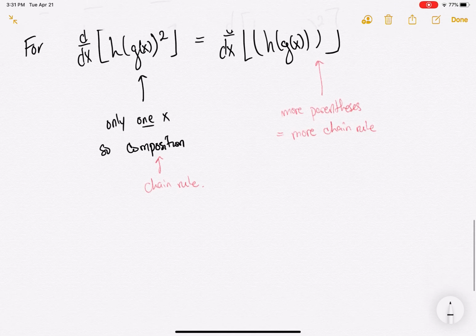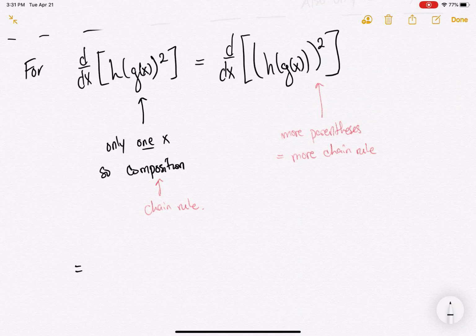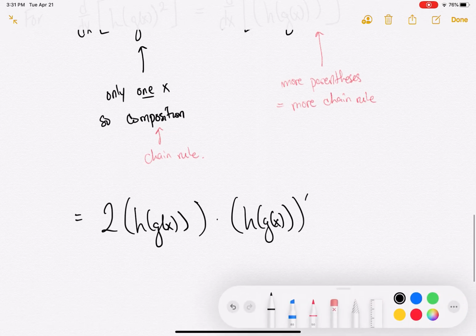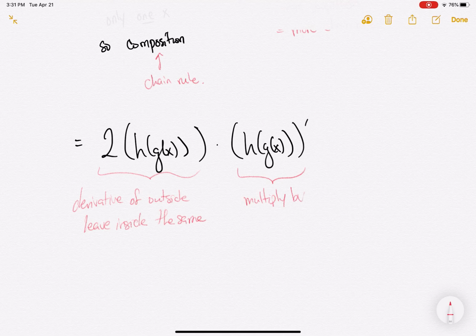So let's do the chain rule on it. Chain rule number 1 here would say derivative of the outside, leave the inside the same, multiply by the derivative of the inside. So here's how I would write it. h of g of x again. And then I put a prime on that side. So this is derivative of outside, leave inside the same. And then this is multiply by derivative of the inside.